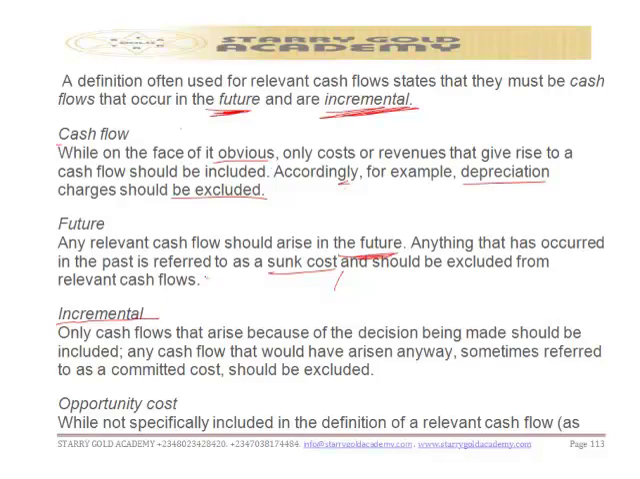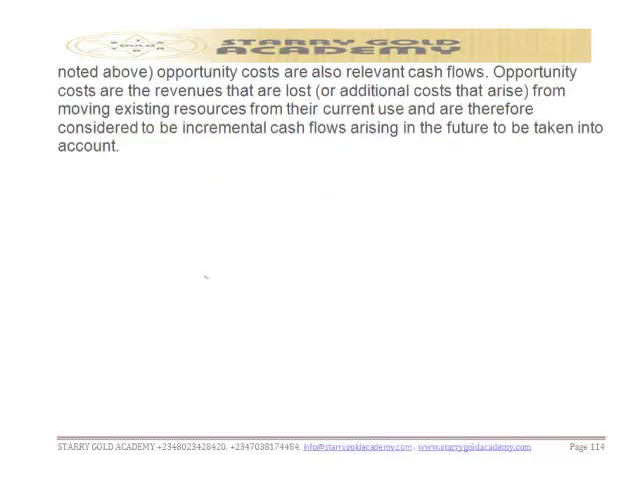And the last one is opportunity cost. Why is it not specifically included in the definition of relevant cash flow? As noted above, opportunity costs are relevant cash flows. Opportunity costs are the revenue that is lost or additional costs that arise from moving existing resources from their current use, and that are therefore considered to be incremental cash flow arising in the future to be taken into account. These are the relevant costs in capital budgeting.